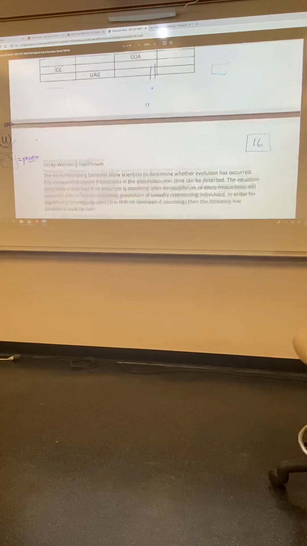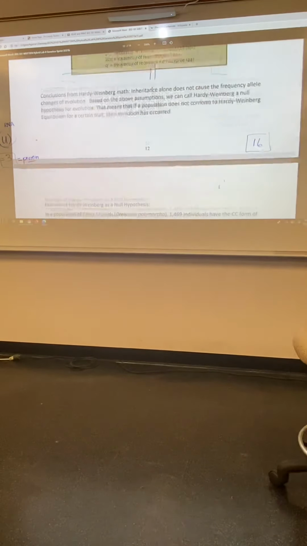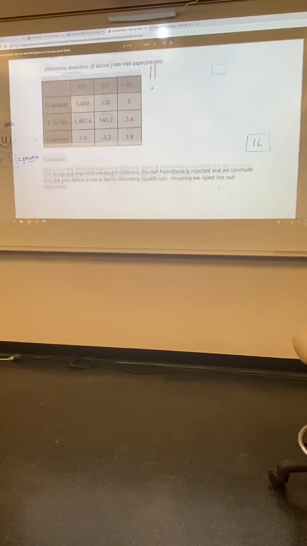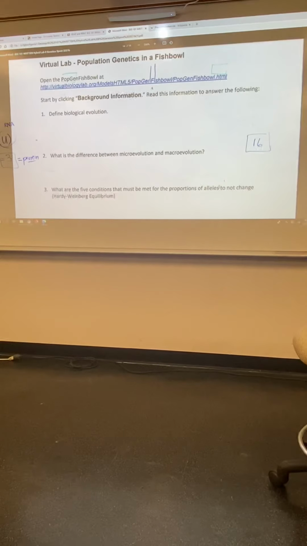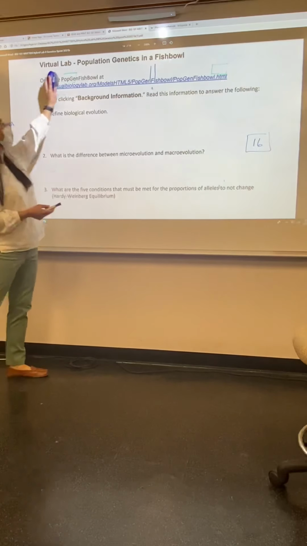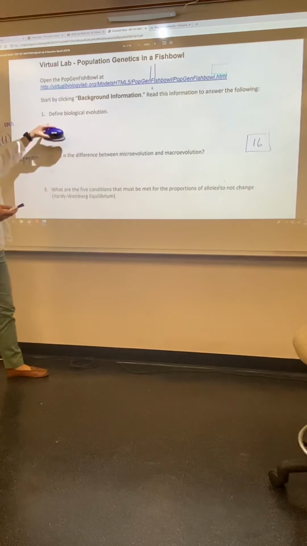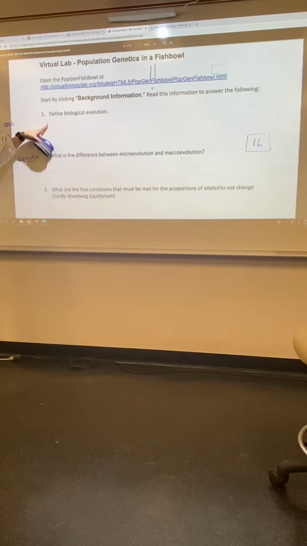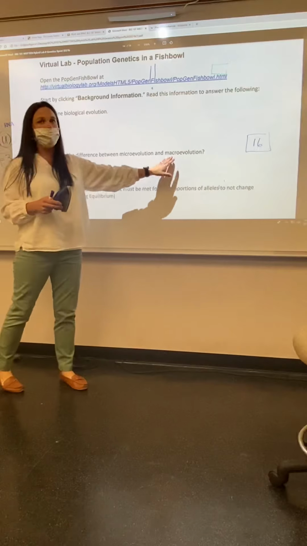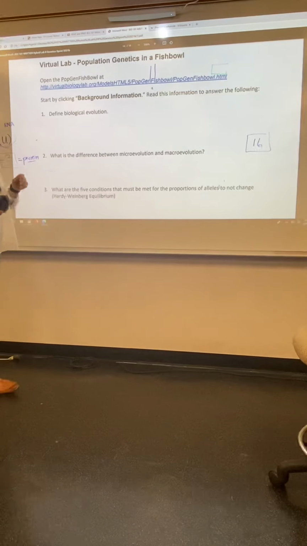Okay? Now, the last page, you're going to go and you're going to do a virtual. It's called a fishbowl. Alright? And you're going to define biological evolution. What is the difference between microevolution and macroevolution? What are the 5 conditions that must be met for the proportions of alleles to not change?